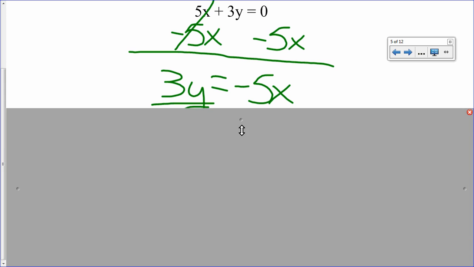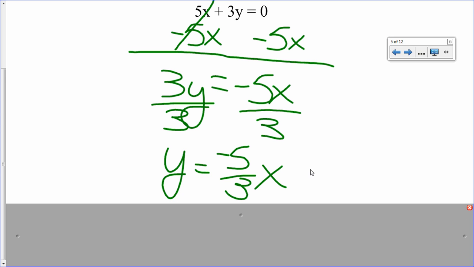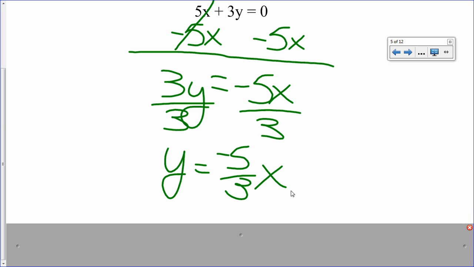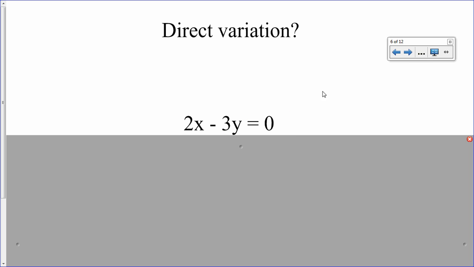We need to get y by itself, so we're going to divide each side by 3. The resulting equation is y equals negative 5/3 x. This is in the form of direct variation. So the answer to your original question is yes. It is a direct variation.